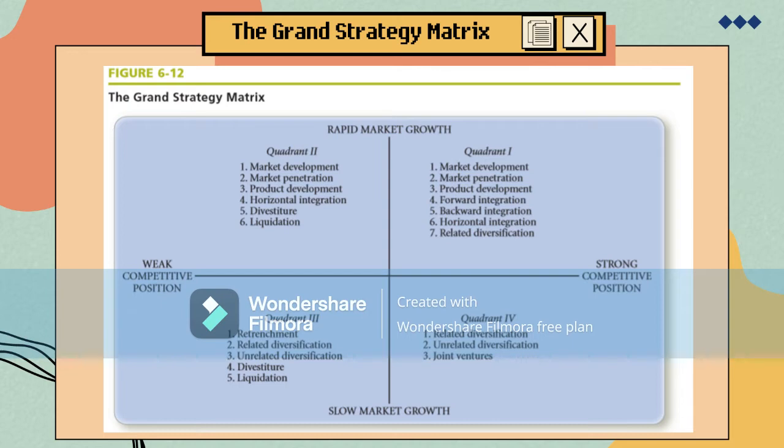So, ano-ano nga ba yung mga strategies na ginagawa ng mga firms na nakaposition dito sa first quadrant? Here are those: market development, market penetration, product development, forward integration, backward integration, horizontal integration, and related diversification. So, to further discuss these strategies, paano nga ba maa-achieve ang mga to?